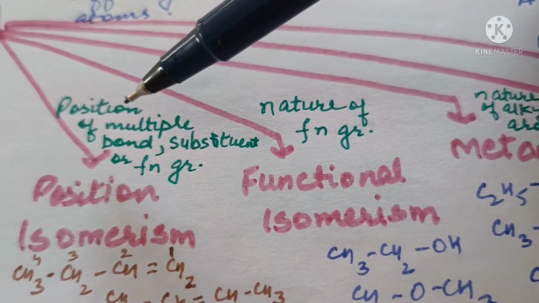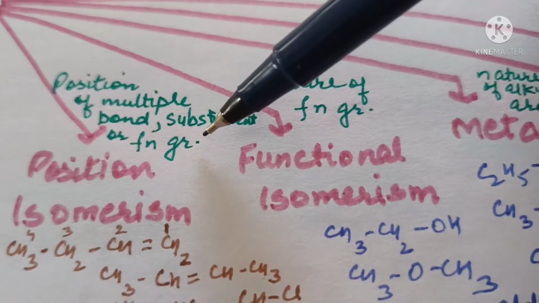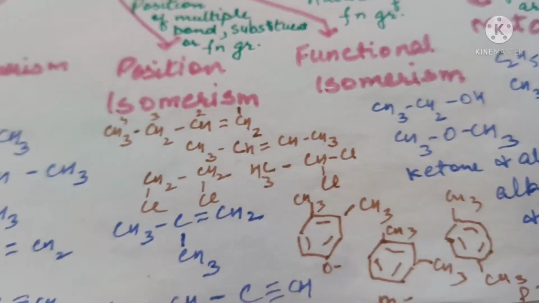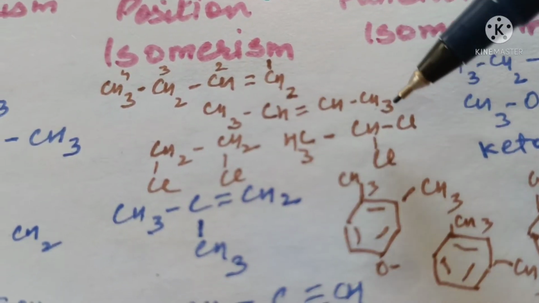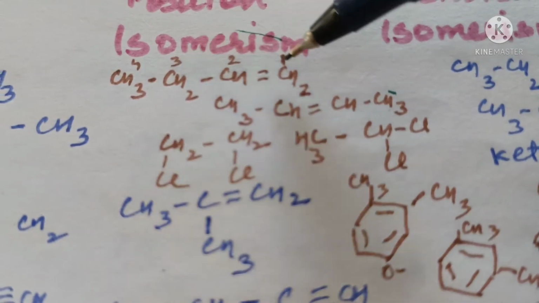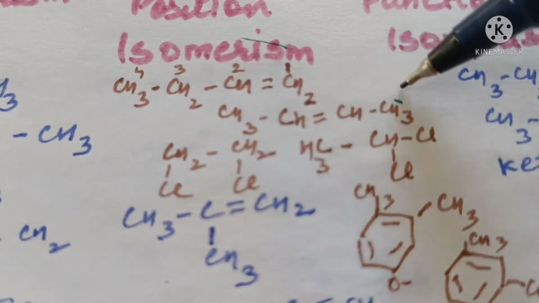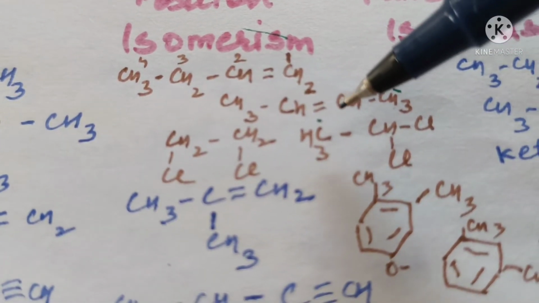Second type of structural isomerism is position isomerism. Here the difference arises on account of the position of the multiple bond or the position of a substituent or functional group. So let us take a few examples. These two compounds have the same molecular formula, but the difference arises in the position of the double bond. This is but-1-ene, this is but-2-ene. The double bond lies at the 2nd carbon atom over here.